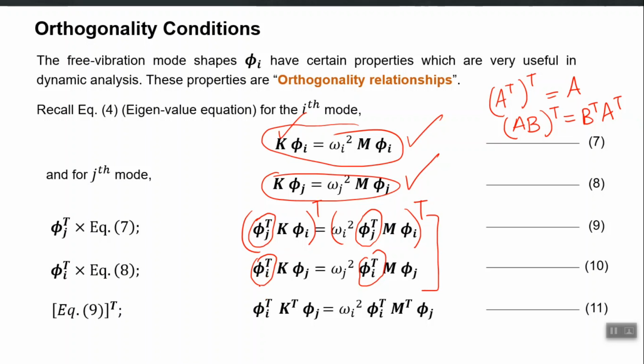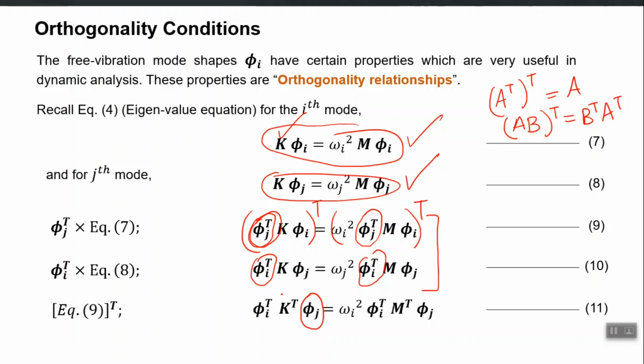So when you take the transpose of equation 9, this will become phi j transpose, and the transpose again will become phi j, but now this will be on the right hand side of that product. Similarly, when you have k into phi i and you take the transpose, it will become phi i transpose into k. So this will also be reversed.